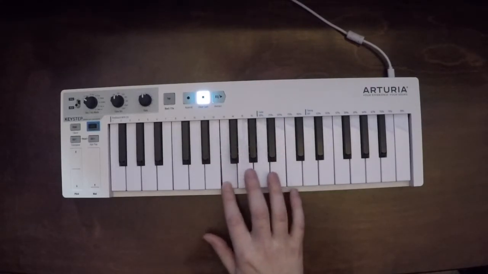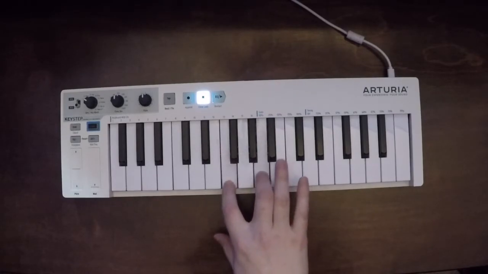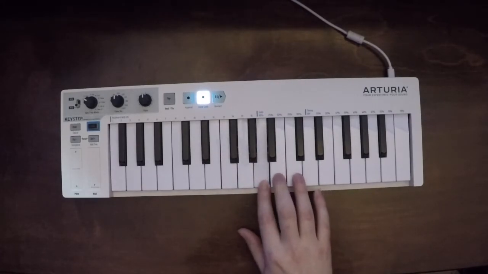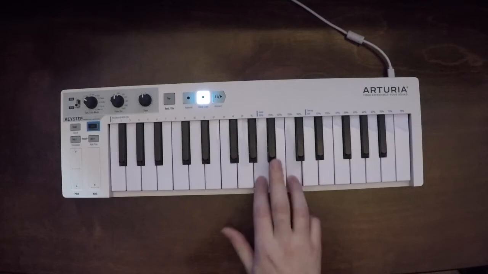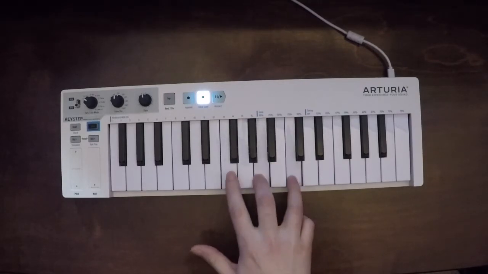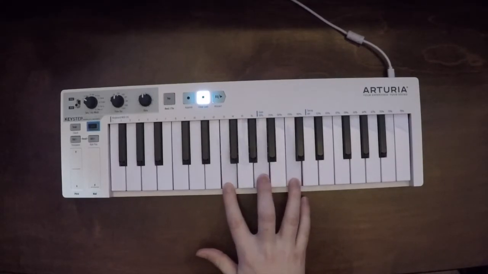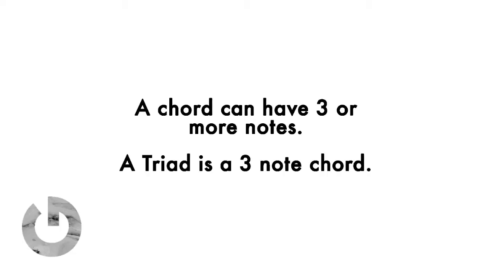Let's test it out. Whole step, whole step. That's a major third. And then whole step, half step. That's a minor third. Major third, minor third. Fifth. That's what a major chord is right there.